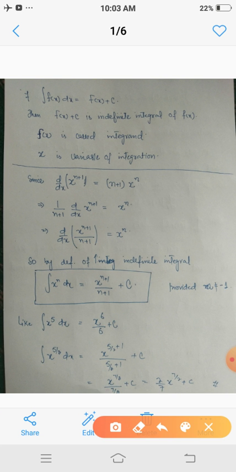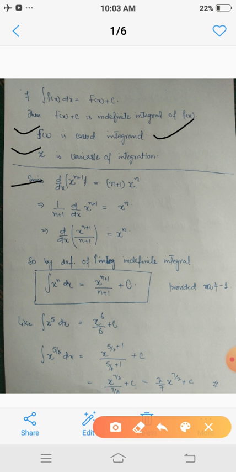So this means that if the integral of f of x dx equals F of x plus c, then F of x plus c is the indefinite integral of f of x. Here small f of x is called the integrand, and x is the variable of integration. This is the definition of the indefinite integral.